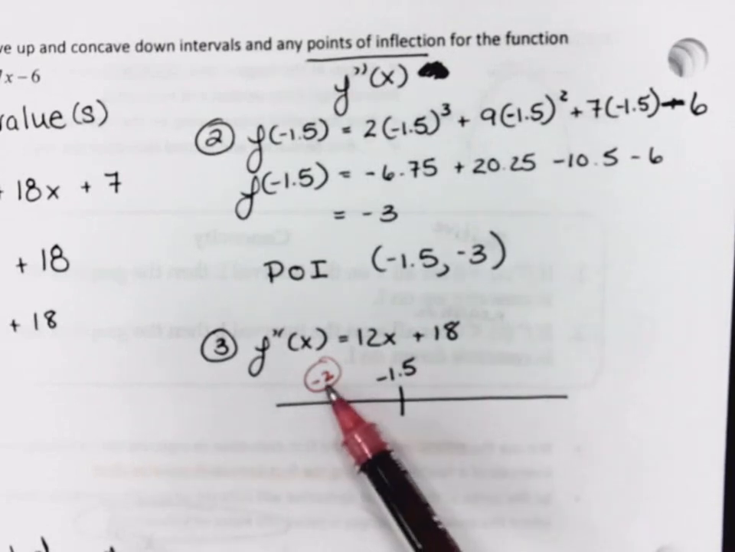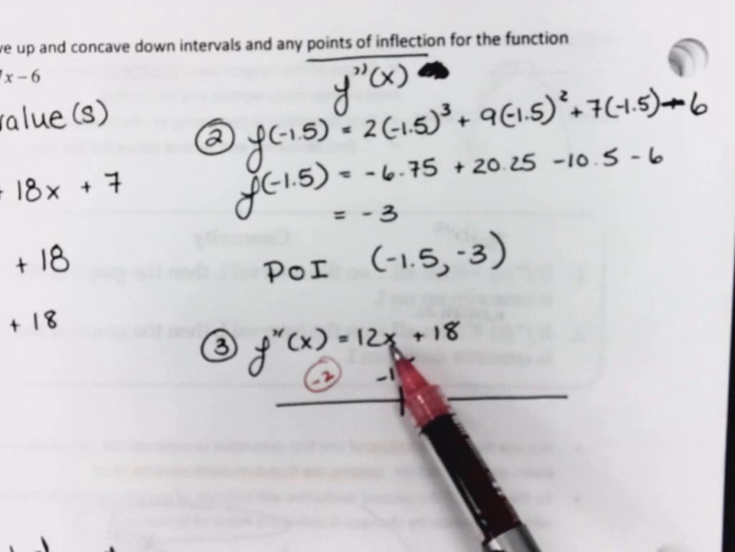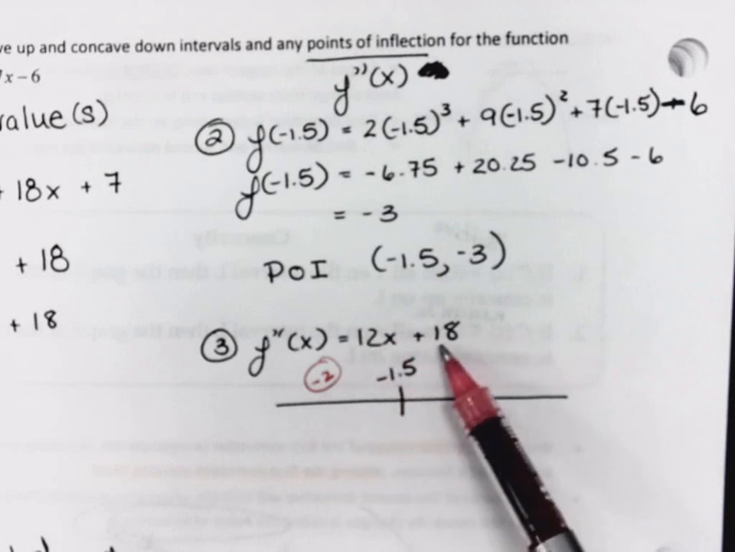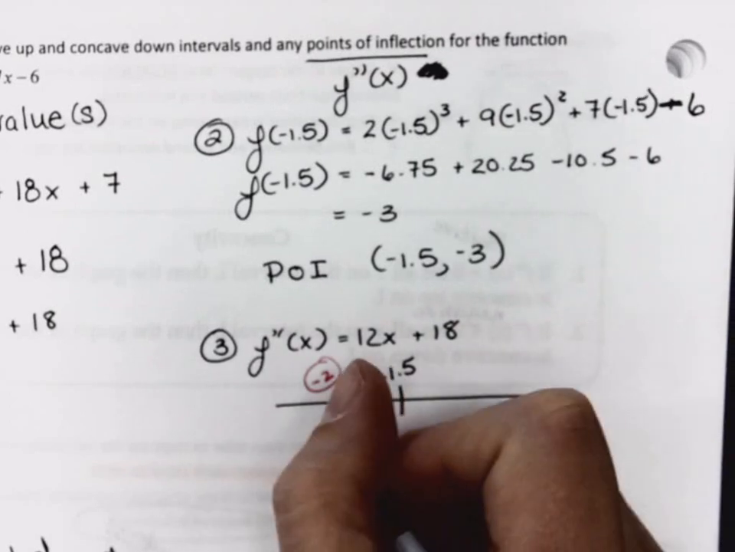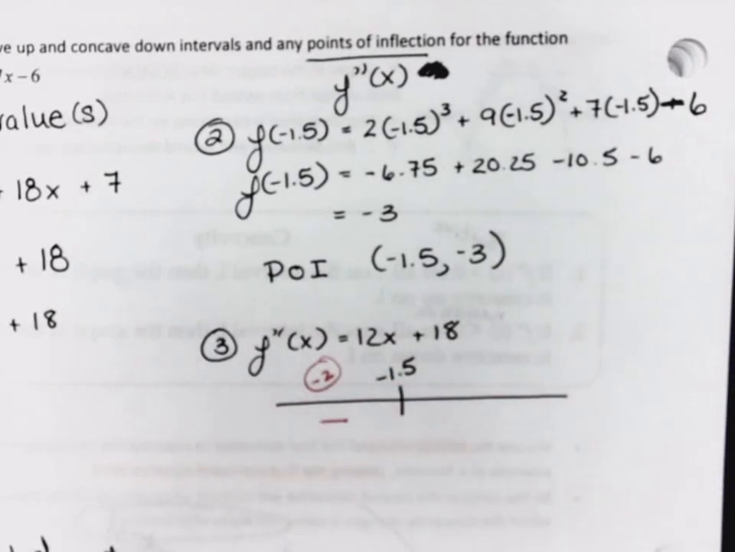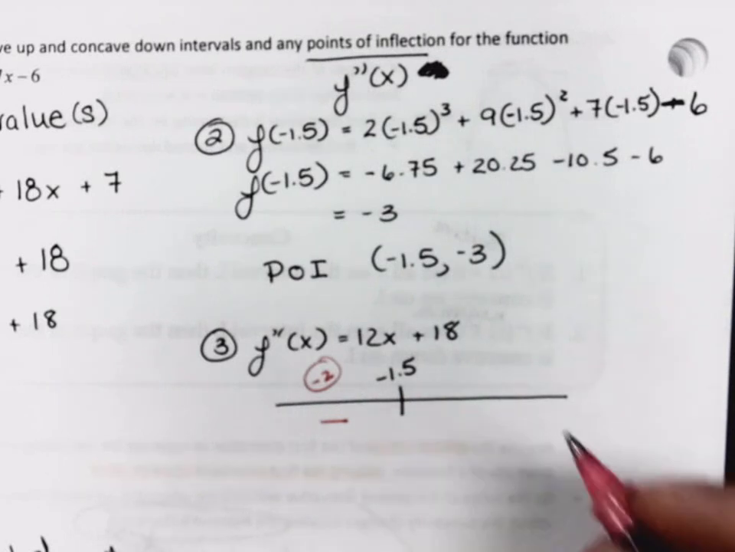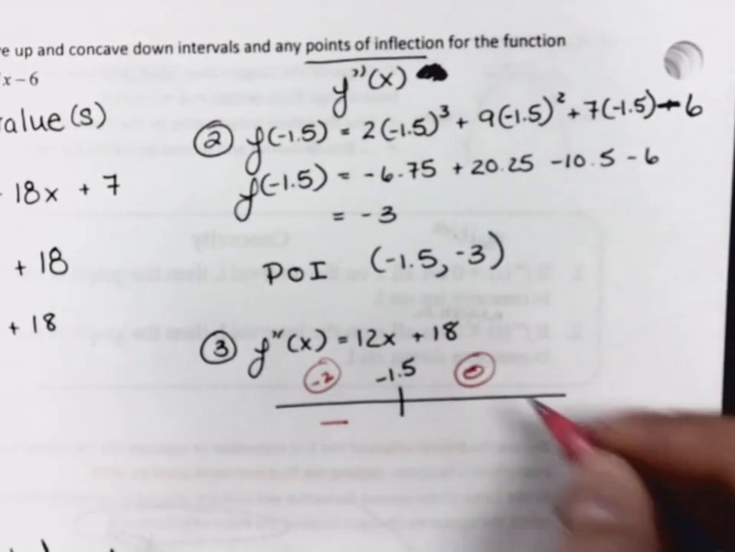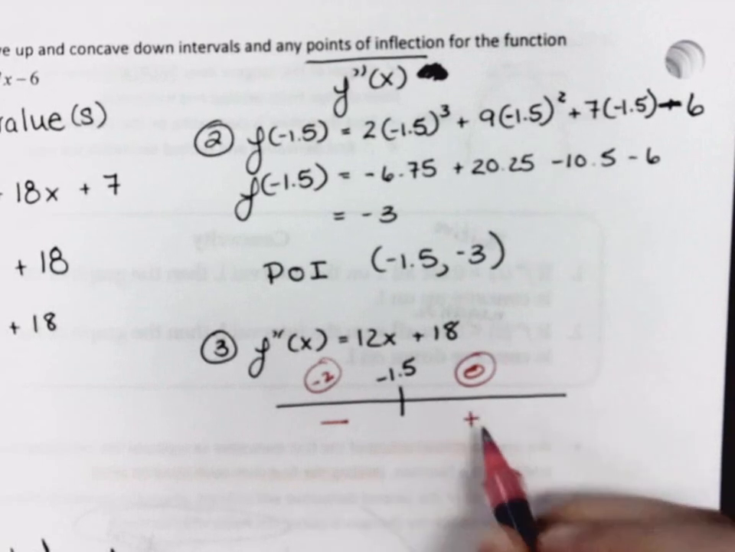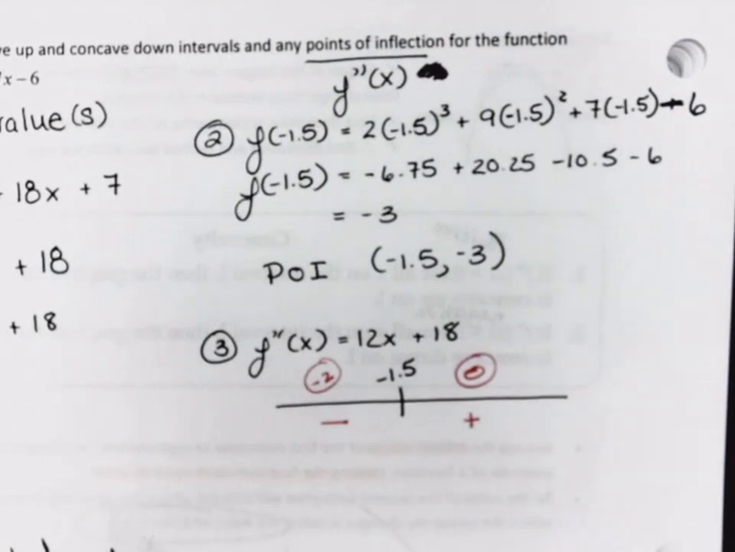So I'm going to substitute that in here. I'm going to have negative 24 plus 18. Is my answer going to be positive or negative? Negative. And we'll pick a value greater than negative 1.5. 0 is good. So this one's going to be positive. That means it's a relative minimum.